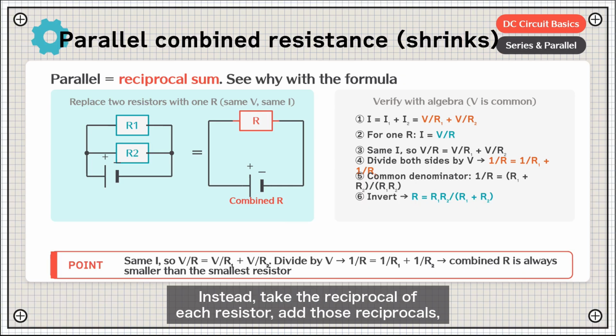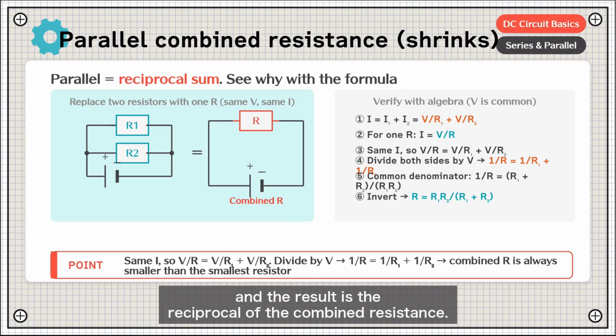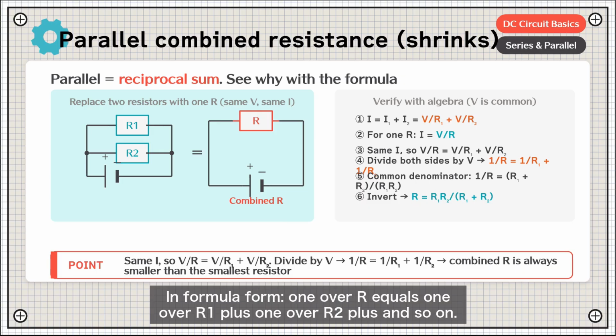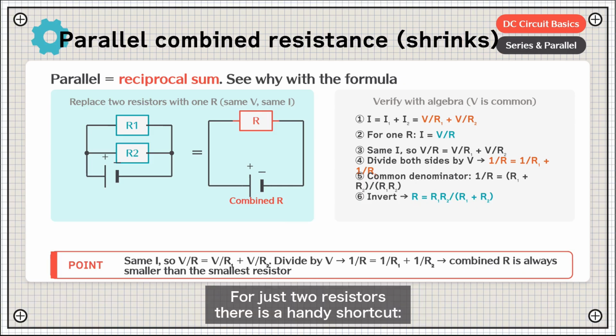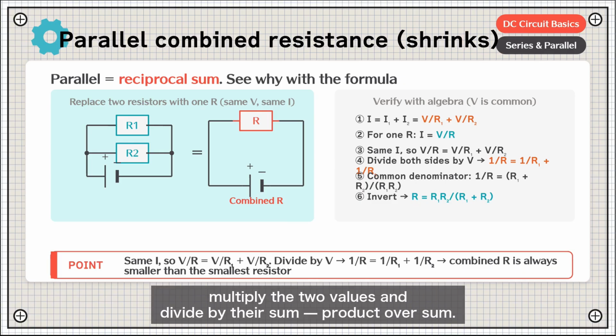Instead, take the reciprocal of each resistor, add those reciprocals, and the result is the reciprocal of the combined resistance. In formula form: 1 over R equals 1 over R1 plus 1 over R2 plus and so on. For just two resistors, there is a handy shortcut. Multiply the two values and divide by their sum, product over sum.